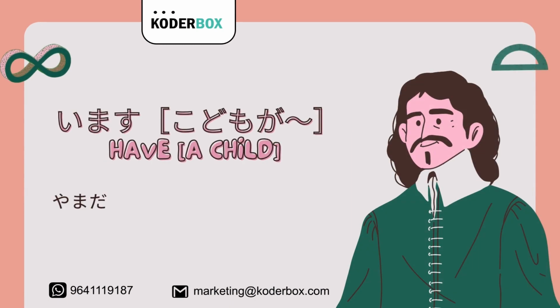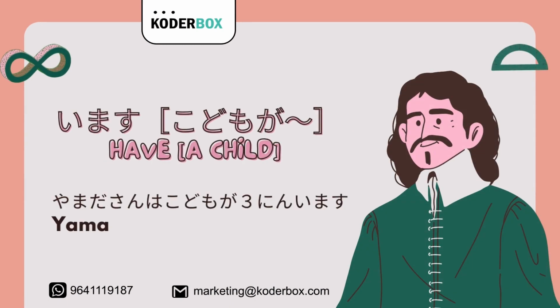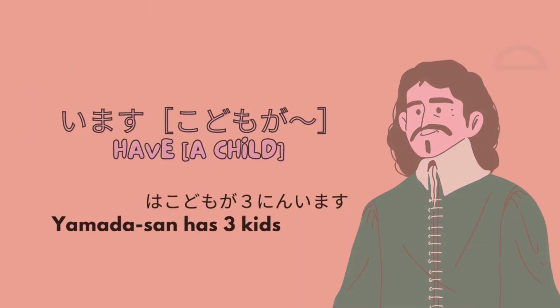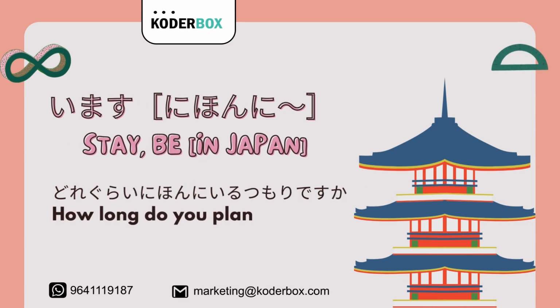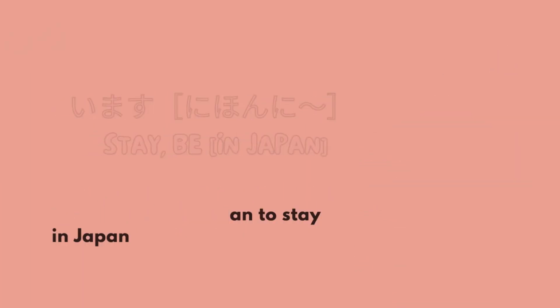First, imasu, kodomo ga, have a child. Yamada-san wa kodomo ga 3 nin imasu. Yamada-san has 3 kids. Second, imasu, Nihon ni, stay, be in Japan. Dore kurai Nihon ni iru tsumori desu ka? How long do you plan to stay in Japan?